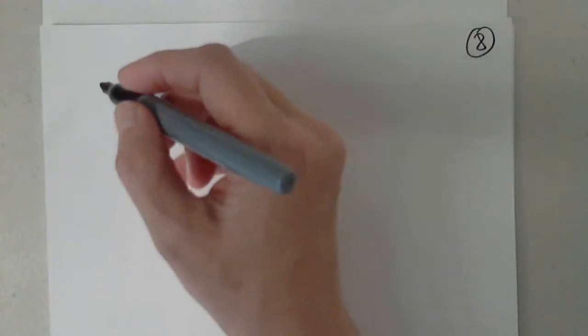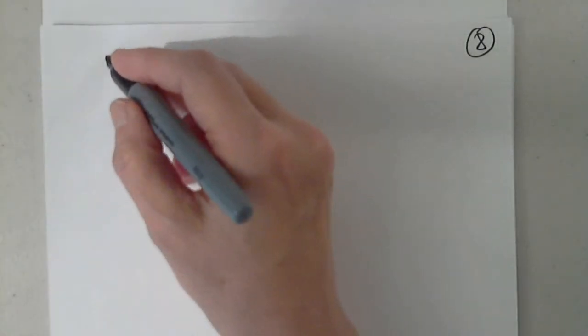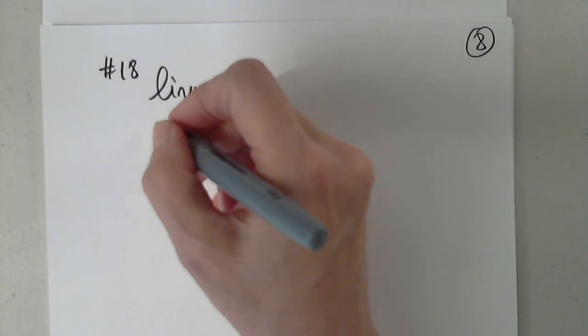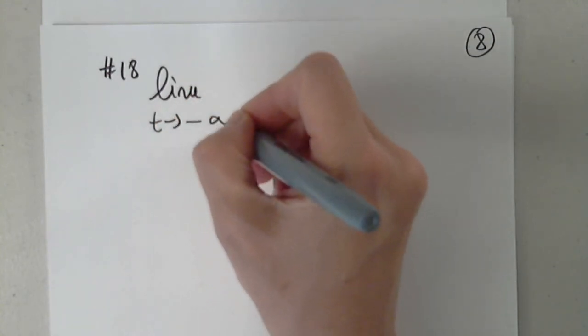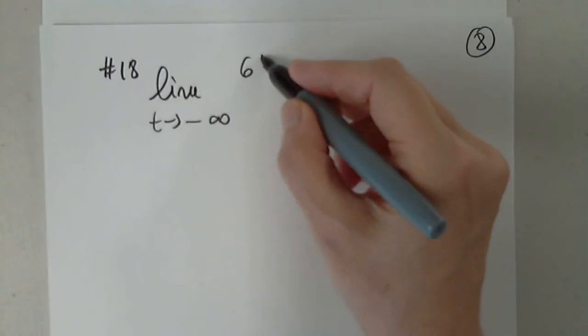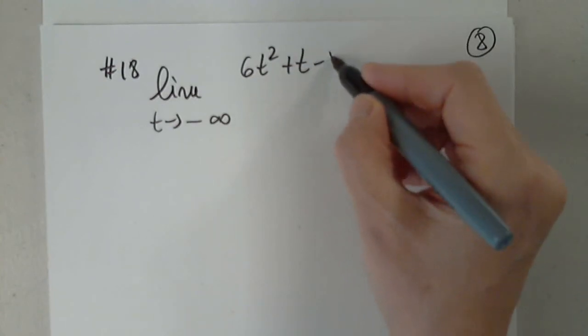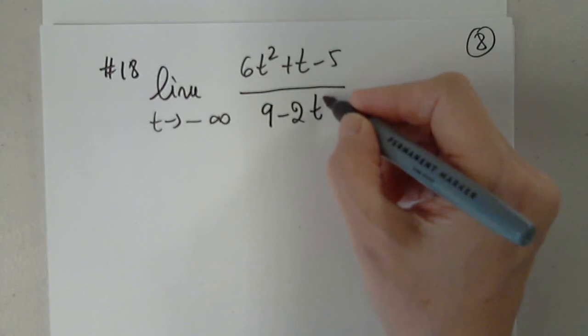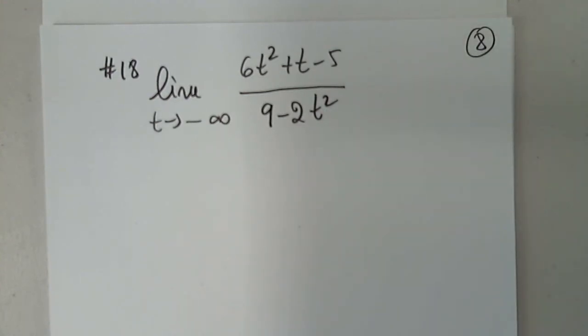So I'm going to start with, let's say, 18. Limit as t approaches negative infinity of 6t squared plus t minus 5, everything divided by 9 minus 2t squared. Any questions before we continue? Anyone?